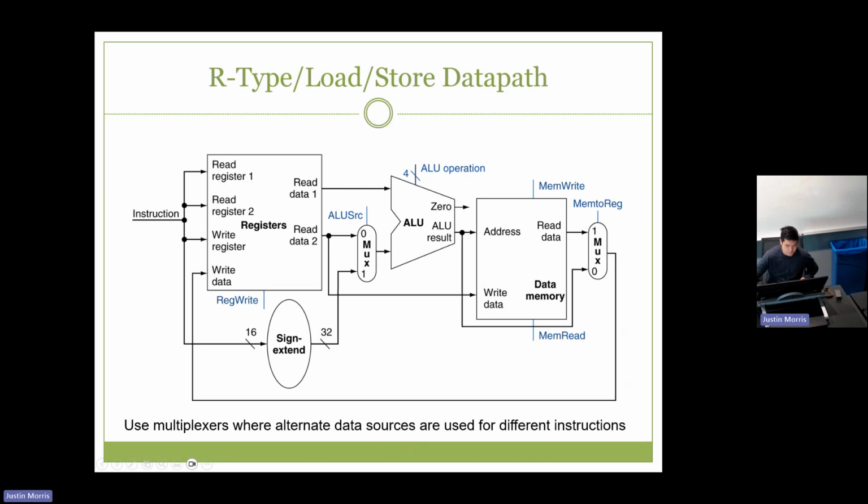And then what's not shown yet is we're also sharing the write register port, right? Because RD is the write register for R types, but the write register for load word is RT, not RD. So we also need a mux here to decide, are we writing to RD or RT, right? If we ever need to share these resources, we just need these muxes, to be able to select the proper inputs for the current instruction.